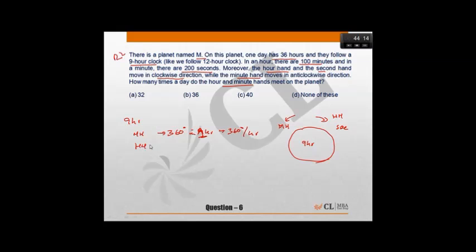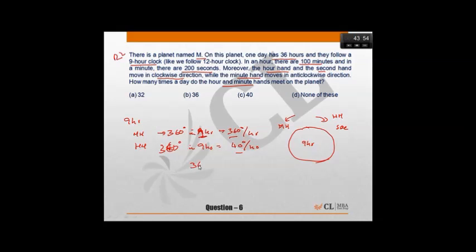The hour hand will complete one complete round in 9 hours. So the hour hand will do 360 degrees in 9 hours, which means its speed is 40 degrees per hour. If they are moving in opposite directions, the relative speed becomes 360 plus 40, 400.